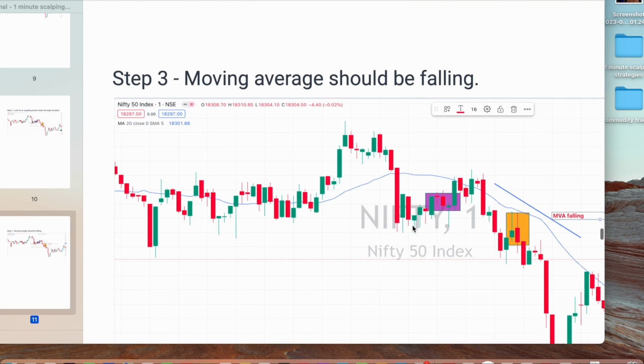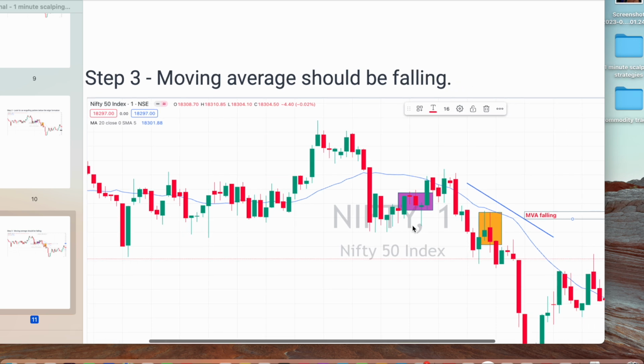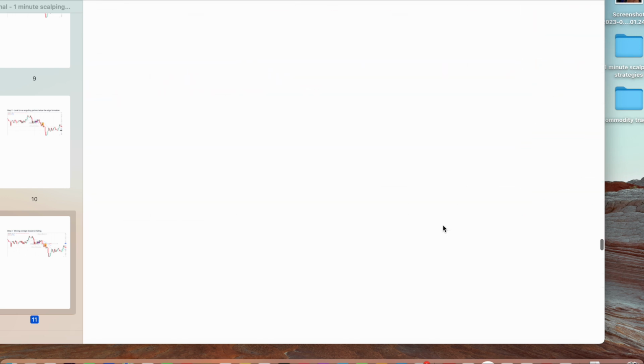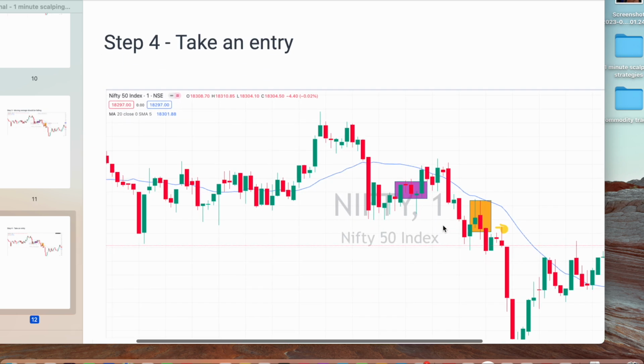Step 3, moving average should be falling. Now if you can see over here, the moving average is strictly falling, right? And that's where we have an entry. Step 4. So on the buy strategy, we have 5 steps. The sell strategy, we have 4 steps.